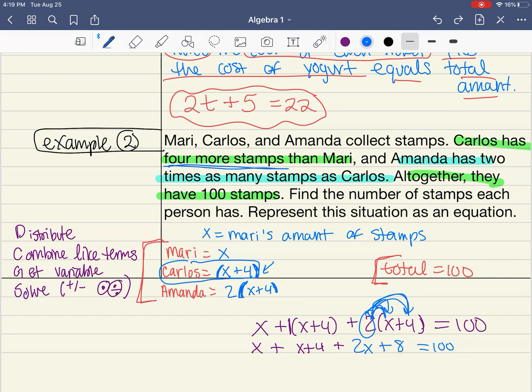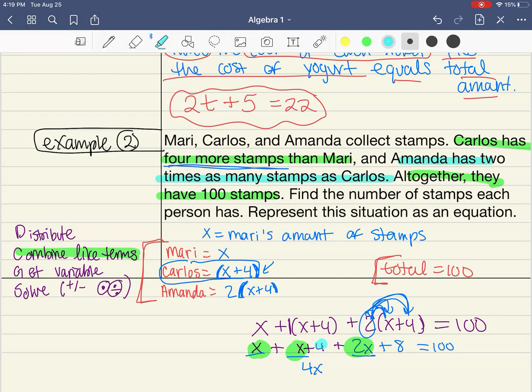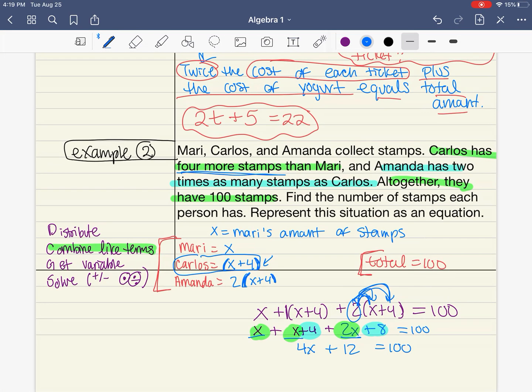Now I'm going to combine like terms. x, x, 2x, and they're all positive. So 1x plus 1x plus 2x is 4x. And then my other like terms are going to be my constants. Plus 4 and plus 8. Plus 4 plus 8 is positive 12, and we still have that equal to 100. Now we're going to subtract 12 on both sides of the equal sign, and we're left with 4x equals 88.